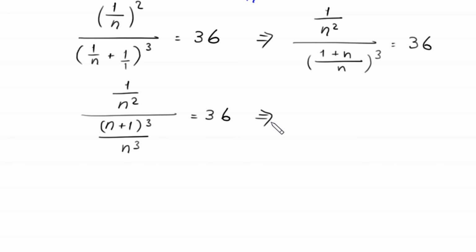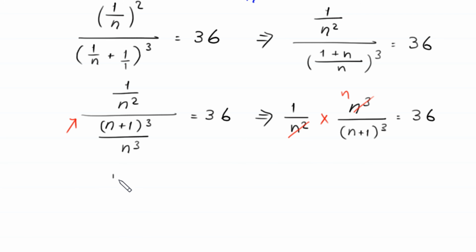This implies that we write this 1 over n², 1 over n². We change this division sign into multiplication. So this will become n³ divided by (n + 1)³ is equal to 36. Now this n² will be cancelled out with this n³, and here is left n. So this expression will become n divided by (n + 1)³ is equal to 36.